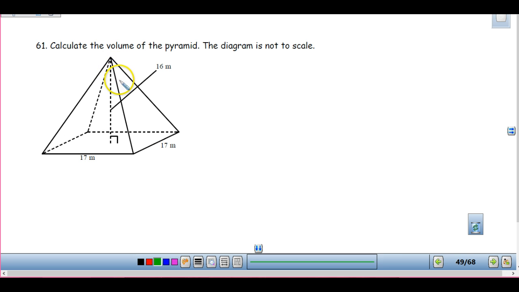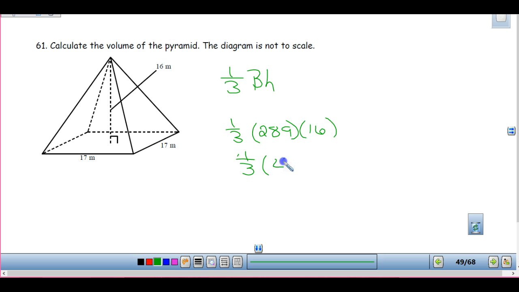Okay, volume of our pyramid again. Okay, so 1/3 area of our base times my height. So 1/3, gotta take 17 times 17, get 289, times my height is 16. So 1/3 times 4624 gives us 1541.33 meters cubed.